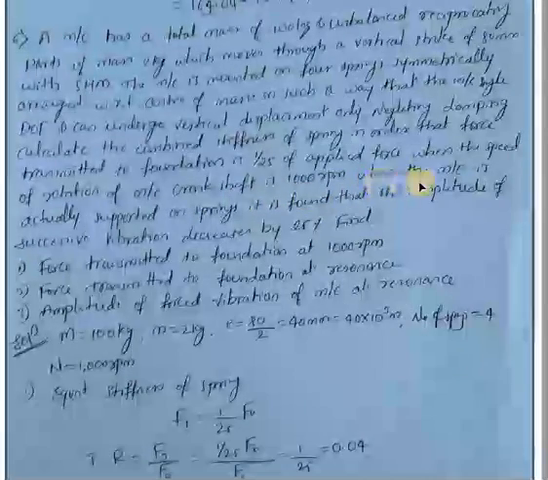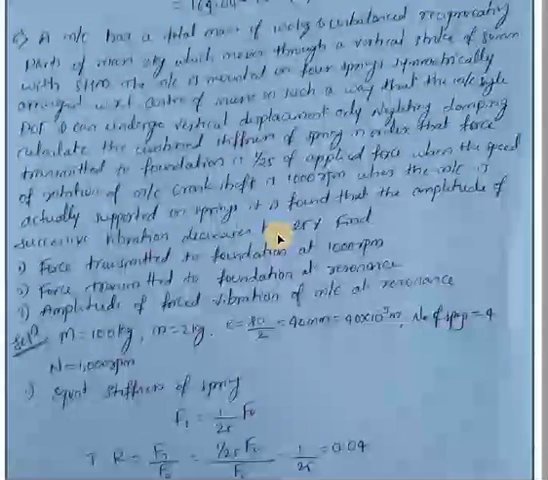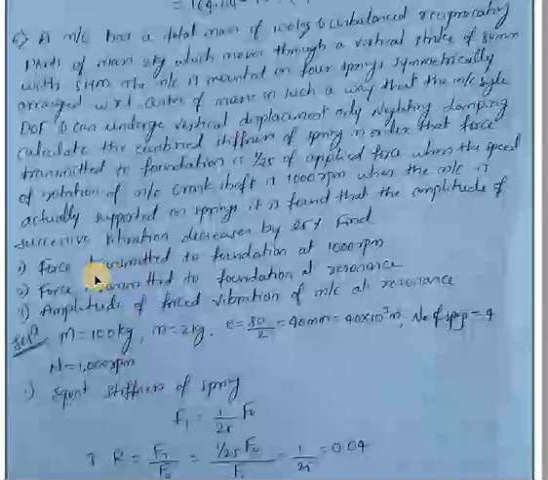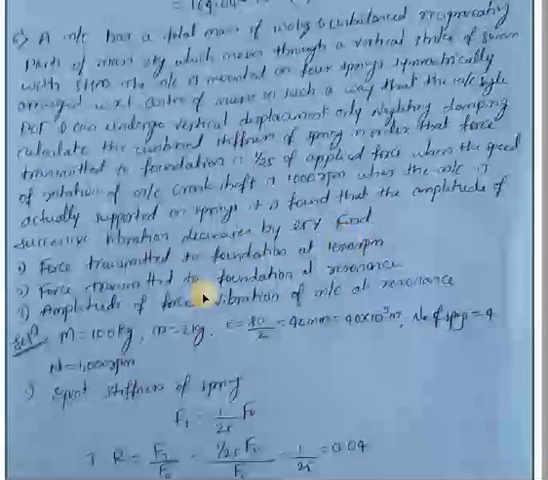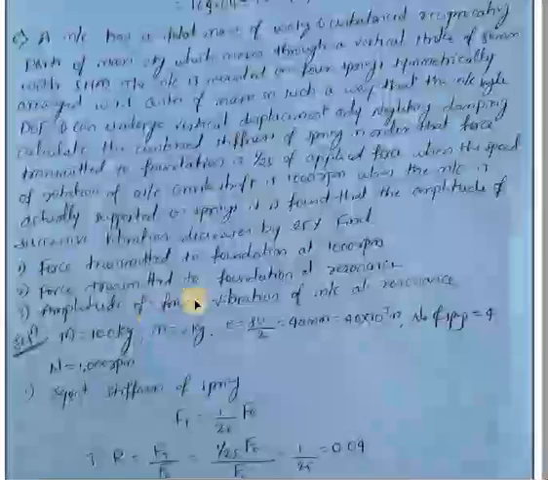When the machine is actually supported on a spring, it is found that the amplitude of successive vibration decreases by 25%. Find the first one, force transmitted to the foundation at 1000 rpm; second, force transmitted to the foundation at resonance; third one is amplitude of forced vibration of machine at resonance.